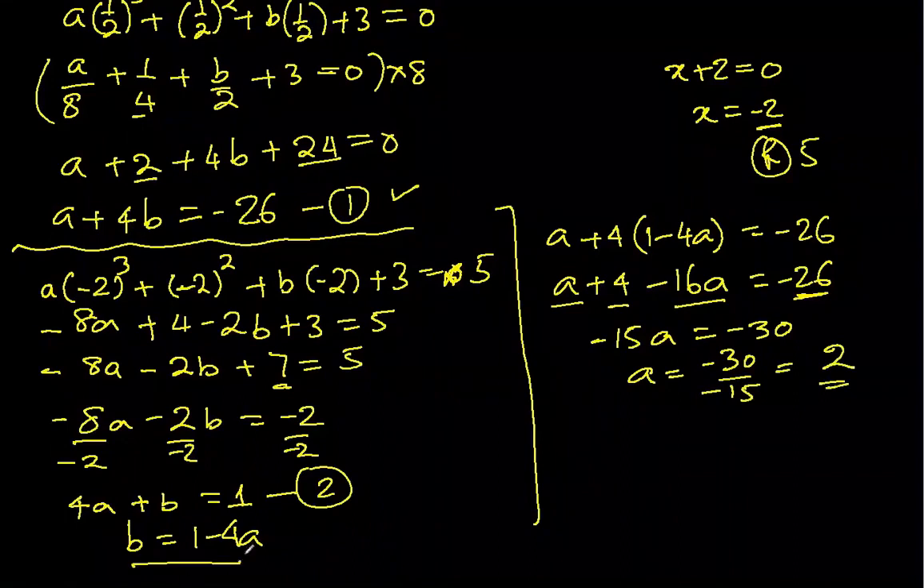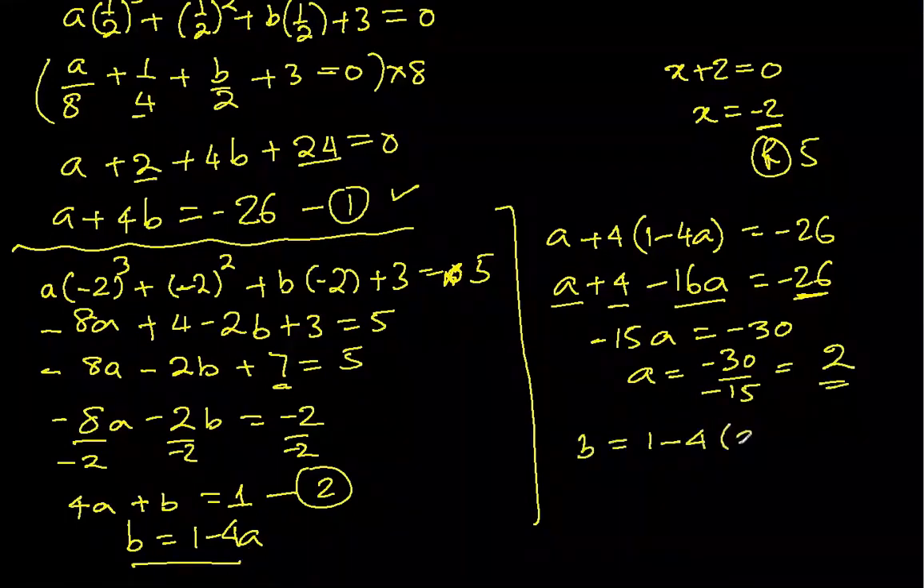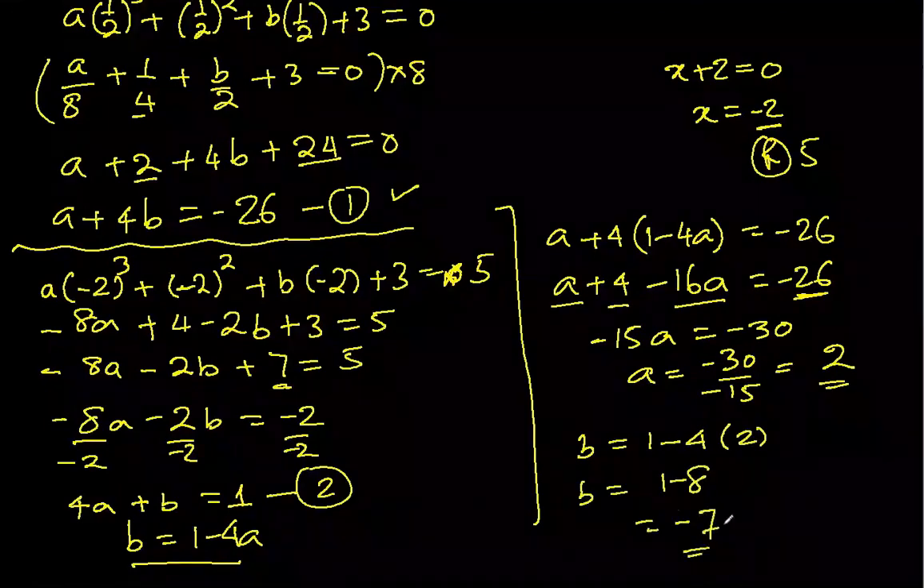And b we have here, we'll use it. B equal to 1 minus 4 times a. B equal to 1 minus 8, which is negative 7. We got a and b both.